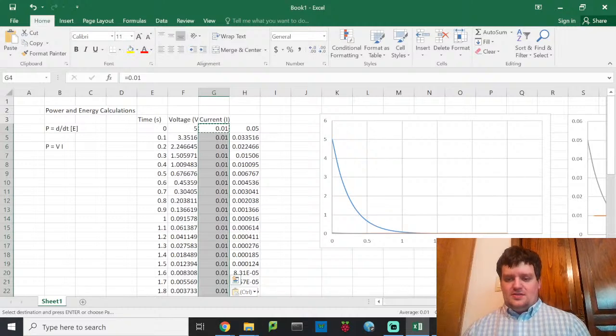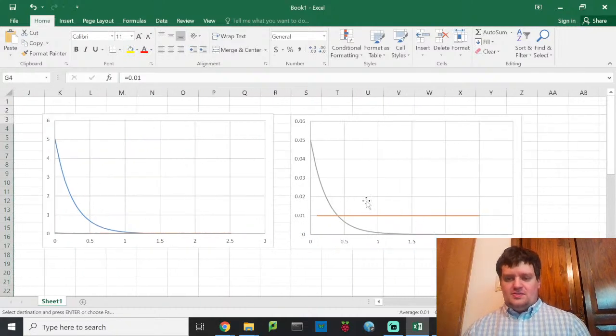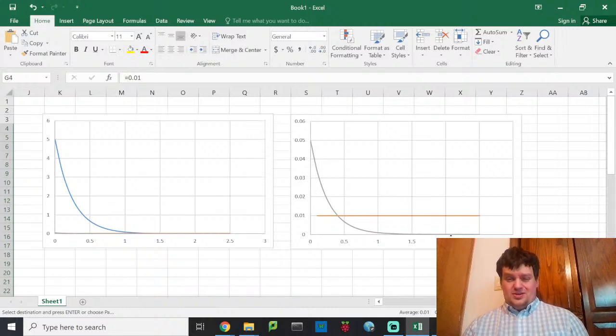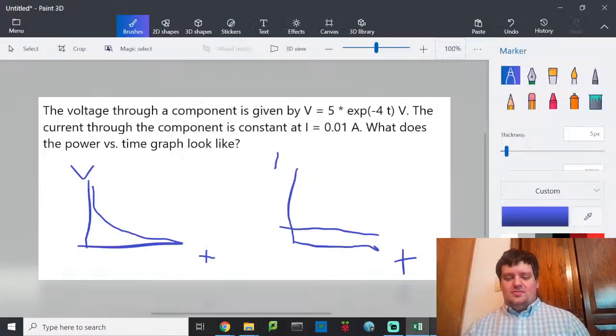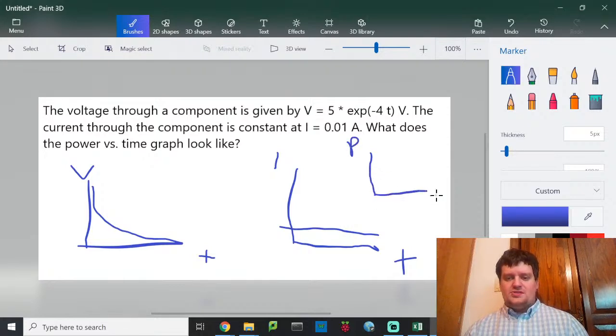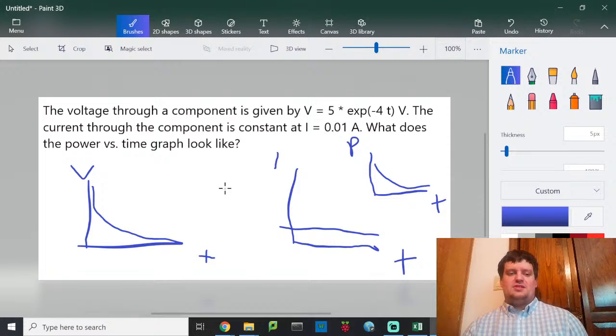so now if I scoot over here, this is what your current versus time looks like, and this is what your power versus time looks like. Very quickly approaches zero. And as you can see, in the voltage versus time, it also very quickly approaches zero. So if we go back in here, our P versus t graph is going to look like this, which is the same as the V versus t graph.